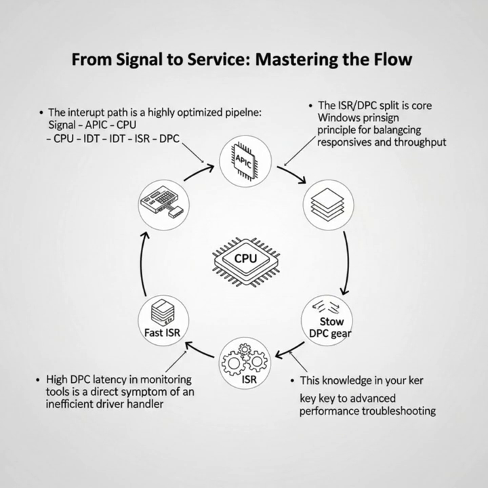So, let's trace our journey one last time. A physical signal from the hardware, marshaled by the APIC, which triggers a context switch on the CPU. The CPU uses the IDT to find the right ISR, which does its critical short-term work and then queues a DPC for the follow-through. This isn't just theory.